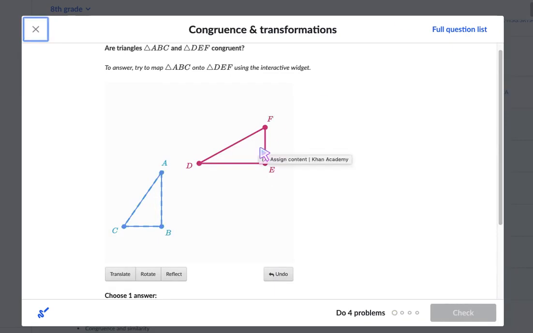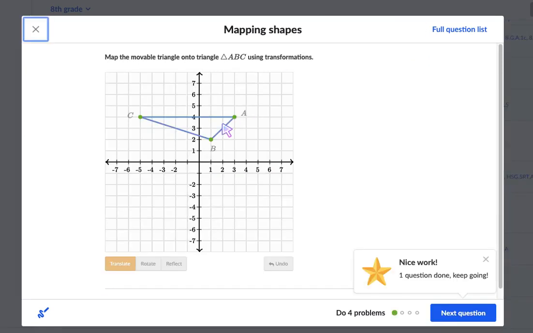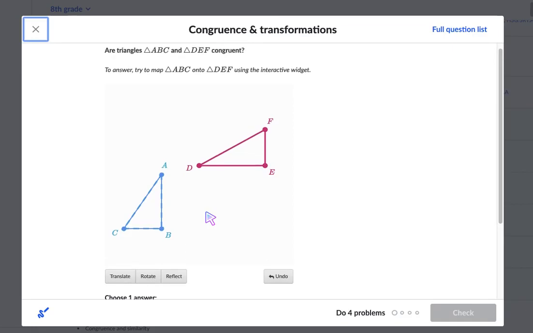For congruence and transformations, they want to know if these two images are congruent with each other. So just like before, if we can map them exactly on top of each other, yes, that means it's congruent. However, if they didn't match up with each other, then they wouldn't be congruent, right? They wouldn't be clones of each other. Go ahead and pause this video and try this one on your own.